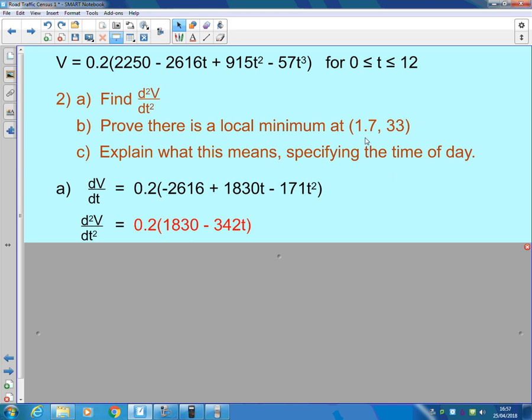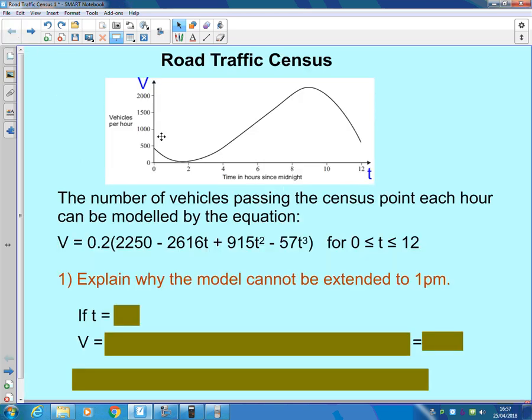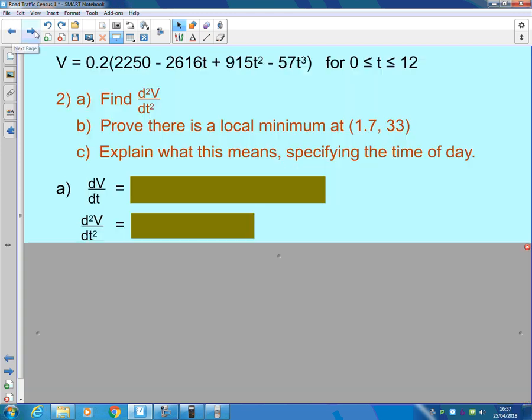Secondly, we've got to prove that when t is 1.7, v is 33, and thirdly, that it is a minimum. So if I look back at the sketch, here's the point I'm looking at. You see, it is about 1.7, it looks about right. So we're saying, is it a stationary point? That's the first thing. Secondly, when t is 1.7, is v 33? We can't leave that off the graph. It's got to see if it is. And then thirdly, is it a minimum rather than a maximum? So three things to show.